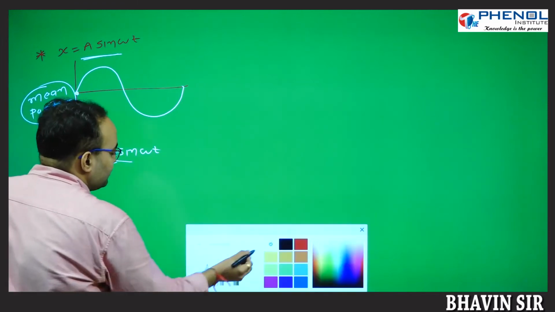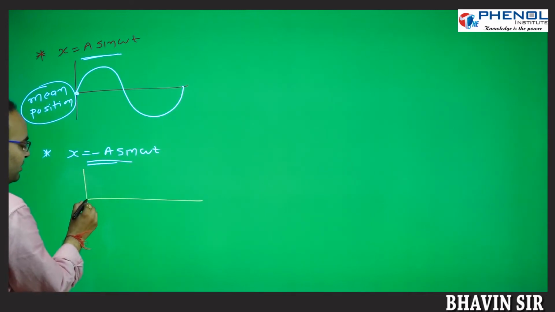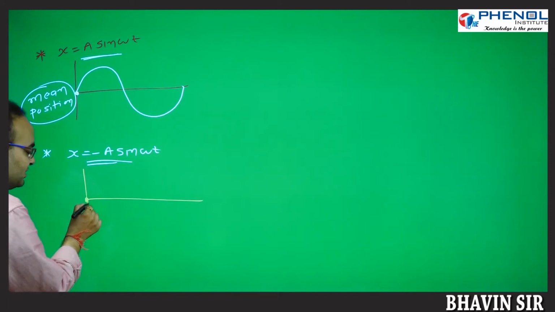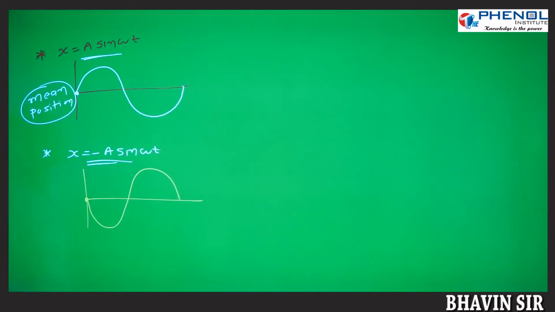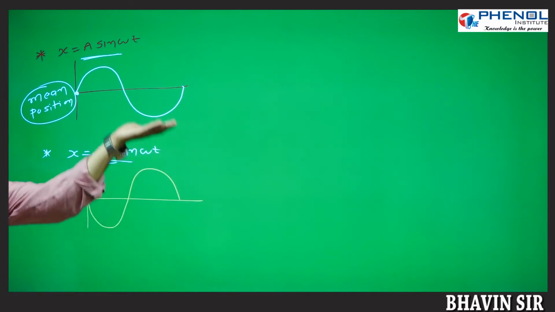If x equals minus a sin omega t, then sin means what? Oscillation starts from 0, from the mean position. Where does it start when it is sin? From the mean position. But there is a minus, so the oscillation starts in the negative direction first. Okay, meaning the spring first goes in the negative direction and then to 0.